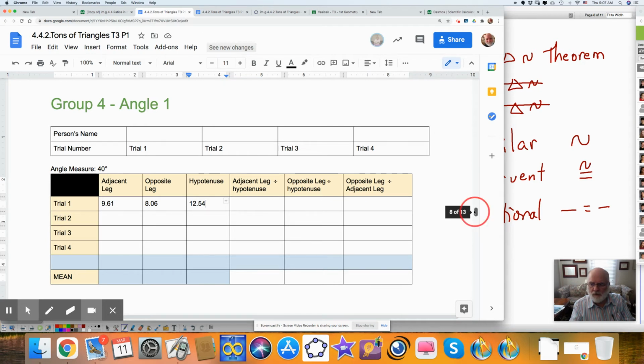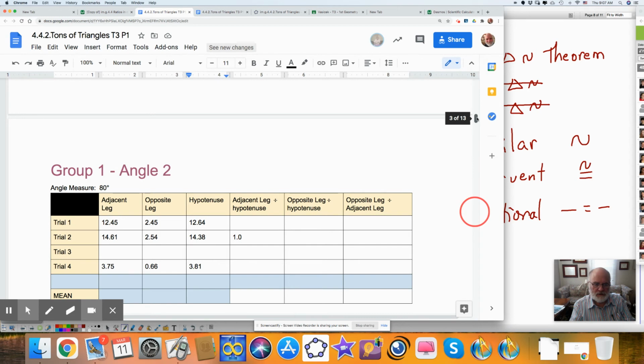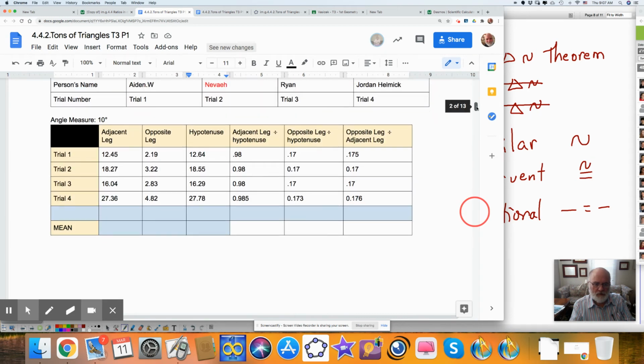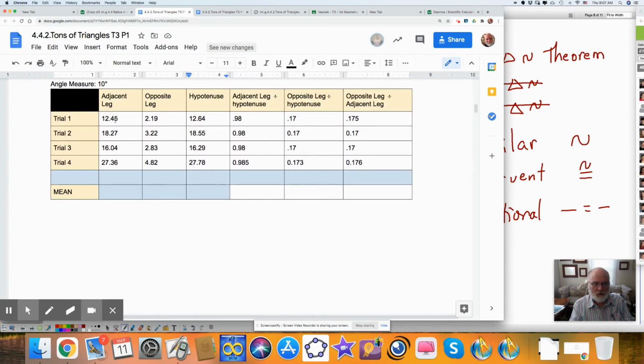And I want to point out to you what happened when one of the groups did this. So here we have this one group. They did 10 degrees, and they come up with the same ratio each time. Now, some of them took it out to 3 decimals, some of them didn't. And so they get a little bit different answer, but they're very, very close.